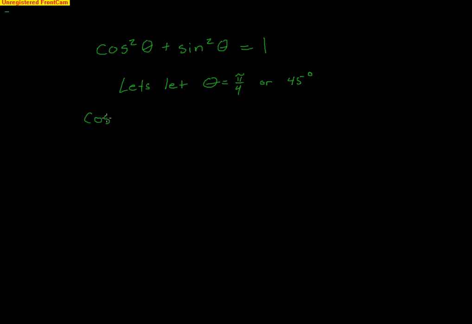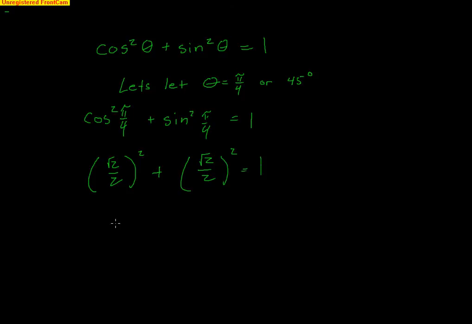So what I'm going to do is allow theta to be pi over 4. And by the way, pi over 4 is the same thing as 45 degrees. It doesn't matter if I use radians or degrees. All right, so let's see here. I know the cosine of pi over 4 we just got done talking about is radical 2 over 2, but I do need to square it for this formula to work. Sine of pi over 4 is also radical 2 over 2, but I need to square it for this formula to work. Well, let's see if this works. Radical 2 over 2 squared is 2 fourths. Plus radical 2 over 2 squared is 2 fourths.